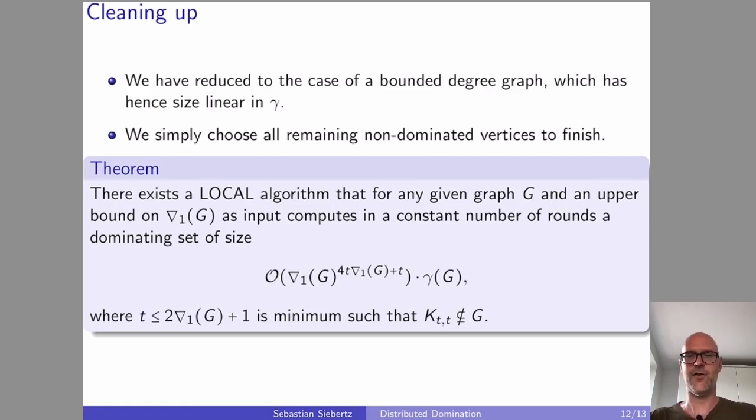What we then get as our final result is the result: there exists a local algorithm that for any given graph G and an upper bound on the edge density of the graphs that you can get by star contractions, computes a constant factor approximation in a constant number of rounds, where the constant factor depends here on this nabla 1 and the KTT that is excluded as a subgraph. Observe that if nabla 1 is bounded, yeah, so the edge density is bounded, then we also have a bound on T because KTT is a quite dense graph.